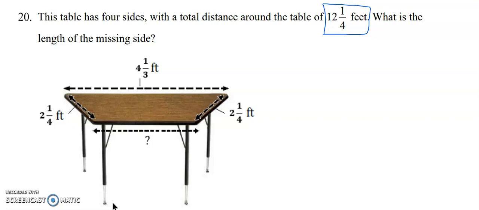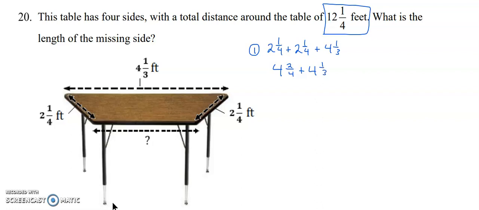So what we should first do is add the 3 sides that we know. So we have 2¼ plus 2¼ plus 4⅓. I'm going to go ahead and add the 2 that have the like denominator real quick, and then I'll go ahead and add to the third one. So 2¼ plus 2¼ equals 4 2/4 plus the 4⅓.